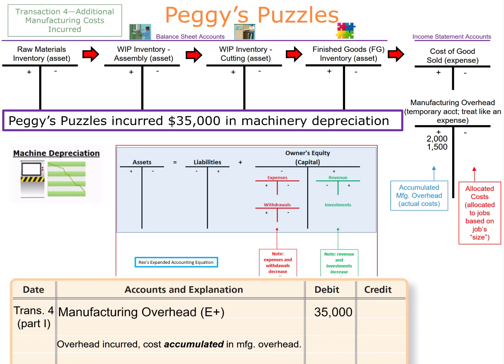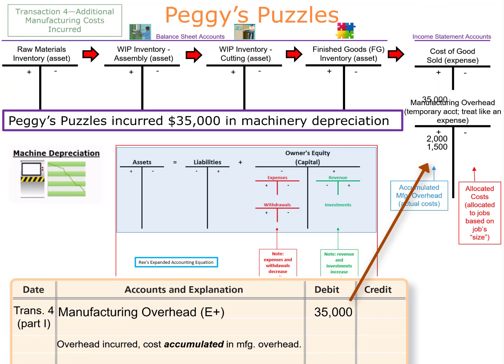Because the depreciation is for machinery that created the puzzles, the depreciation is part of the cost of the puzzles and therefore cannot be recorded as a depreciation expense. Later, the manufacturing overhead will be allocated to the work in process accounts, increasing them with debits and therefore increasing the cost of the puzzles. Later, when the puzzle is sold, the cost of the puzzles will be transferred to cost of goods sold, an expense account. So eventually, the $35,000 of depreciation does become an expense when the puzzles are sold.